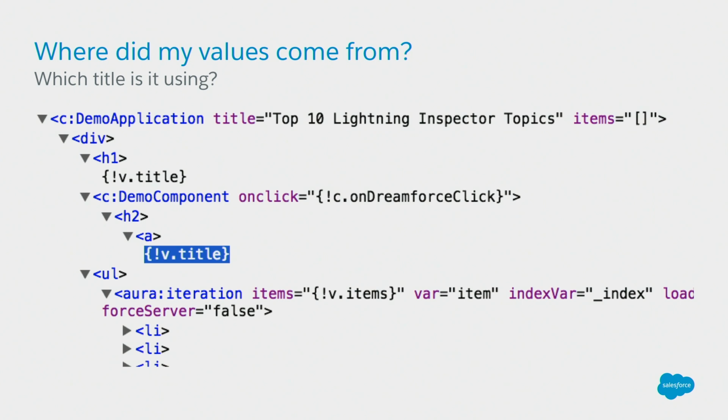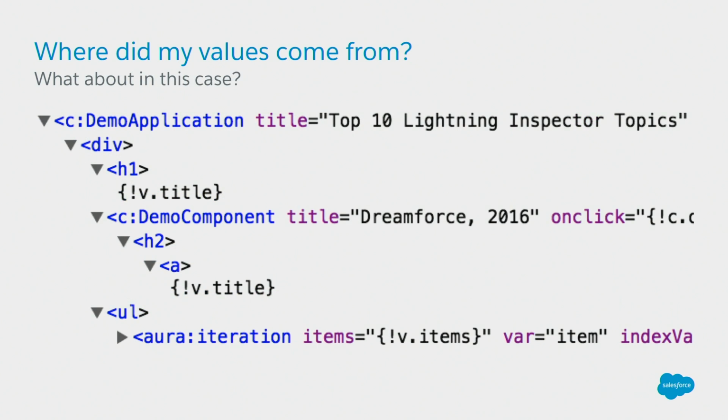Moving on. In this case, you have a little bit of Lightning trickery. This v.title. As you can see, there's a title up top, and there's also a title here. Which one does this relate to? What are you going to see? Are you going to see top 10 Lightning Components inspectors, or is it the demo inspector? This is where value providers come in.